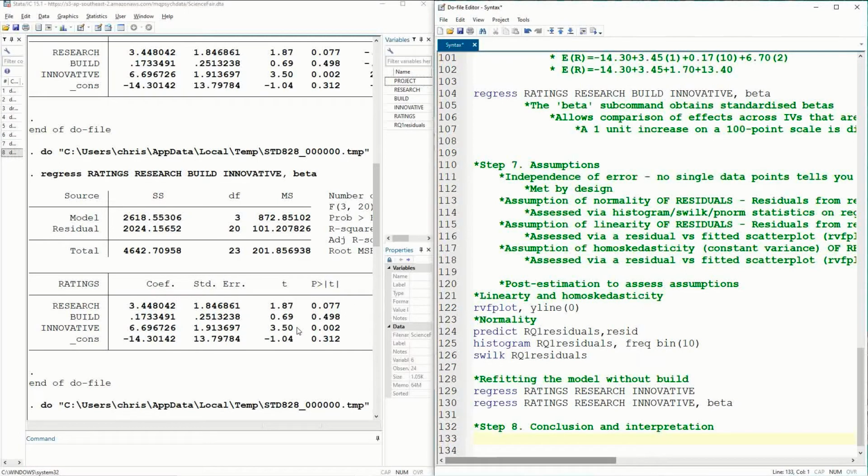Therefore, there is evidence to suggest that a 1 unit increase in innovativeness produces a statistically significant increase in ratings of 6.70 on average. Provide your confidence intervals. However, there is no evidence to suggest the number of hours spent doing research or building are predictive of ratings, controlling for the other variables in the model.